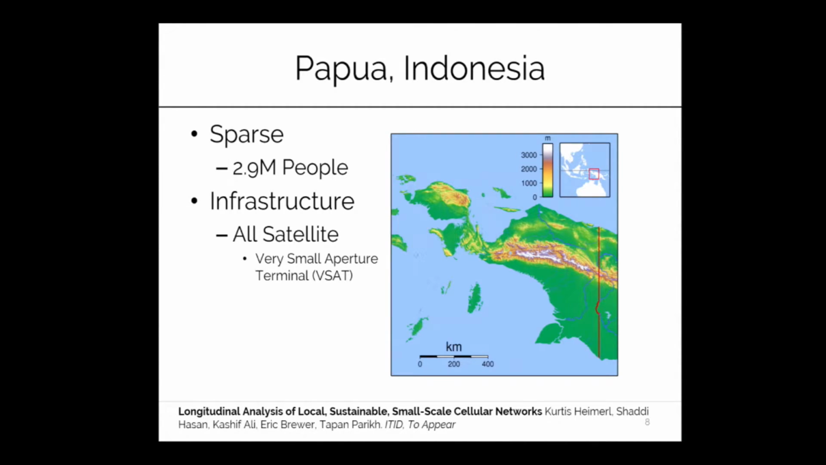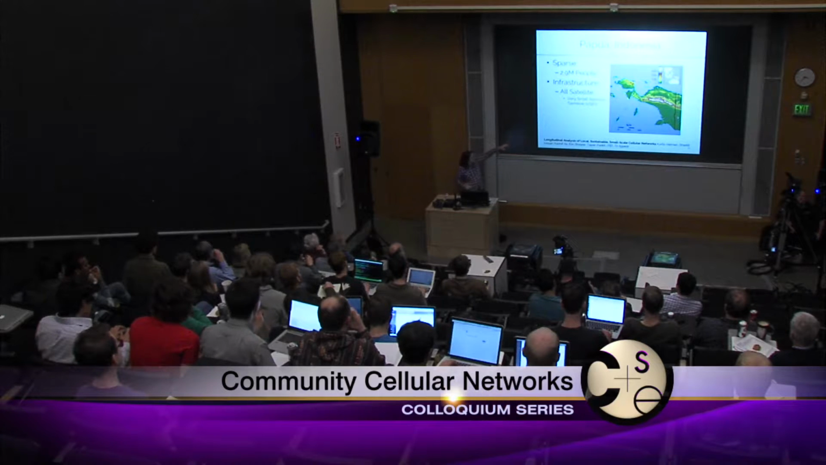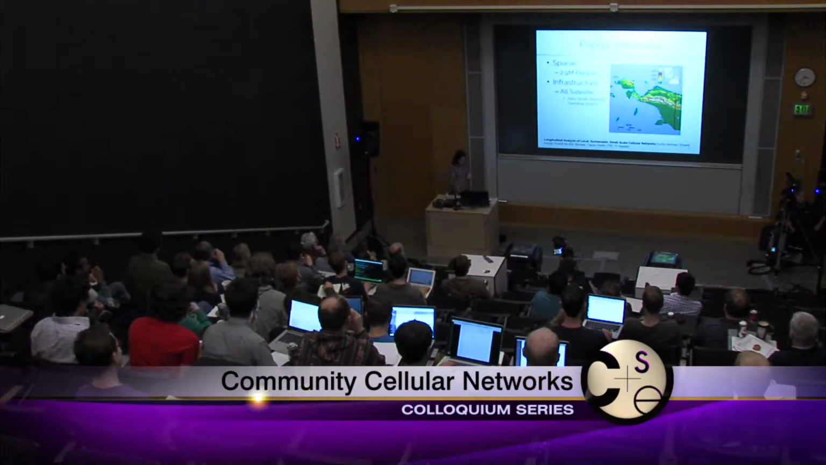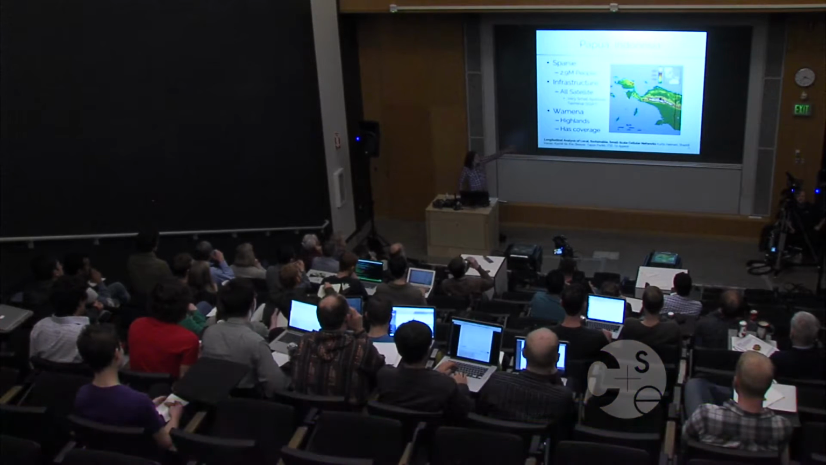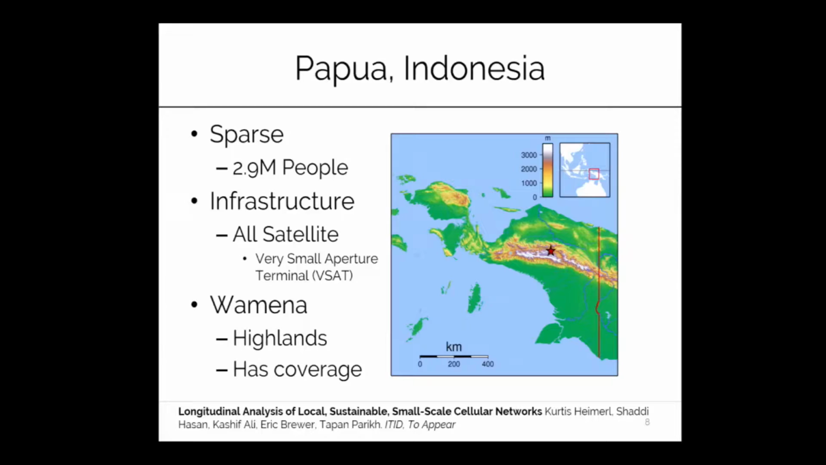There's no infrastructure to the island. And this turns out to be one of the reasons there's no cell phone access. It turns out there's no fiber. So basically everything is done over satellite, these very small aperture terminals, VSATs. And the worst place for coverage is this central mountainous band. It's called the Highlands. And Wamena is the capital of it.